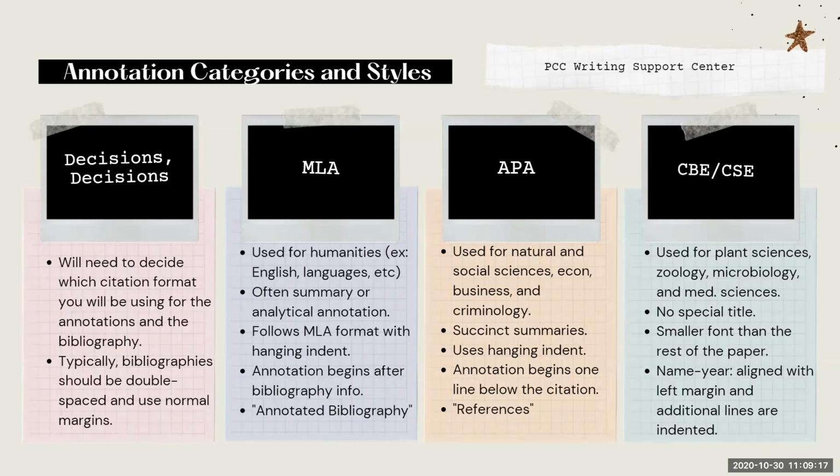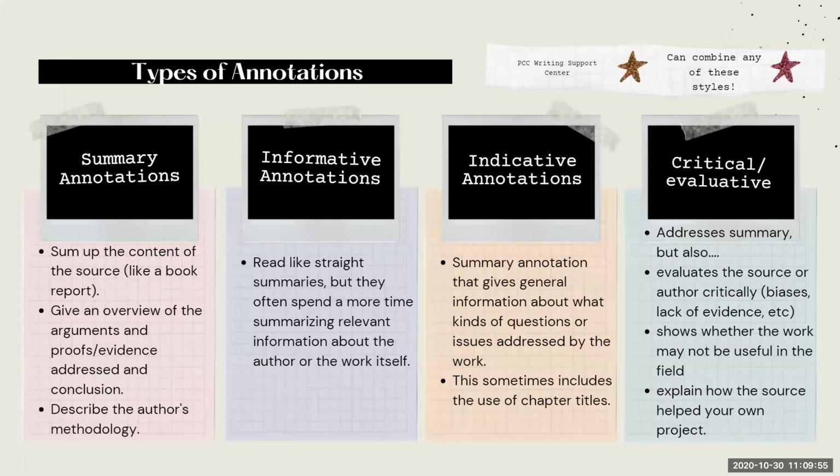They're usually in a smaller font than the rest of the paper, meaning that if your paper was in 12-point font, then your works cited page or your references page in this citation style would be 11-point font. And if you're using a name year formatting similar to MLA or APA, the annotation would be aligned with the left margin with all additional lines indented. So the first line would match the citation and then everything else would be indented.